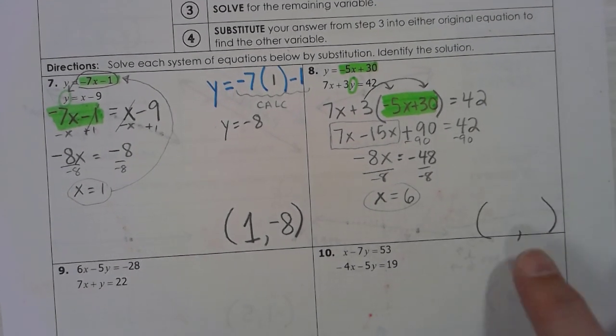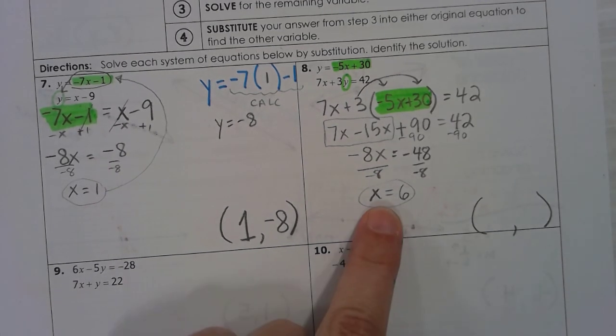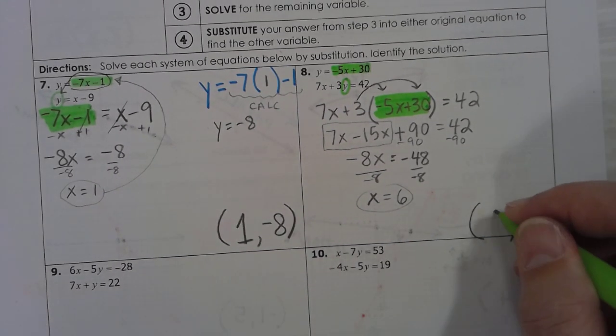So somewhere down here, you're going to write your big answer. In our answer, we're going to put 6 where the x is.